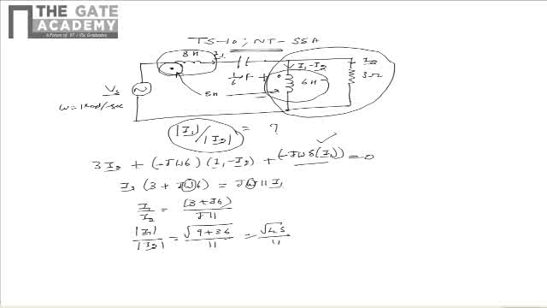From this we can say that the ratio of the magnitudes of the currents is equal to square root of 45 by 11. Hence the correct option is C.